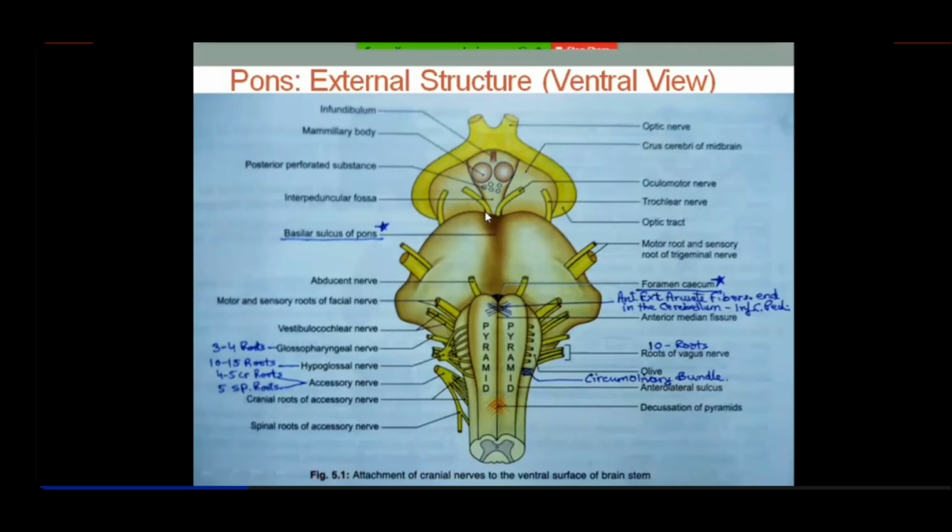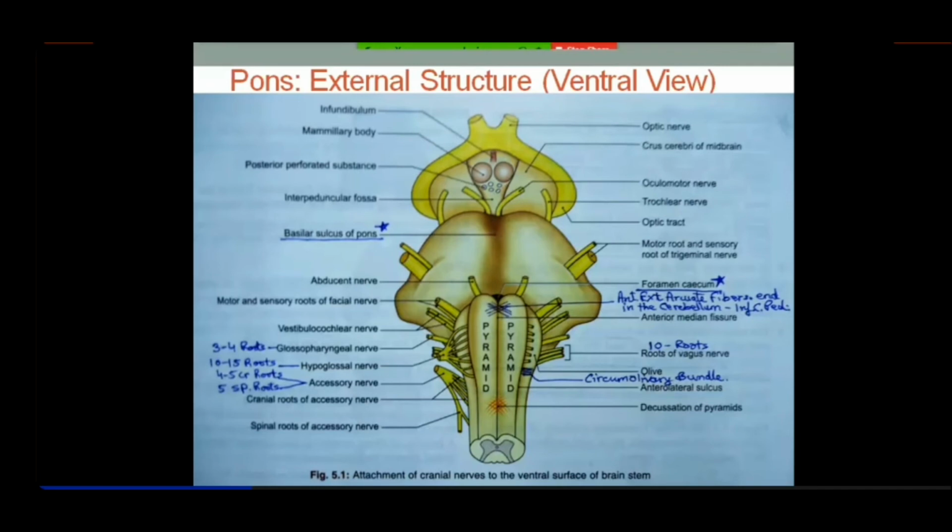And don't forget that in the midline, the median plane, there is a sulcus called the basilar sulcus. And this basilar sulcus lodges the basilar artery. The basilar artery gives small perpendicular branches, called the pontine arteries. Okay, and one more thing is the foramen cecum. Remember that it is the point where this median plane joins the pons on the ventral aspect. There's a foramen called foramen cecum.